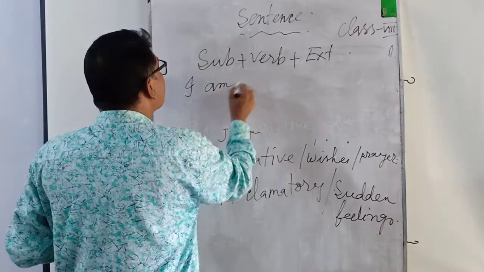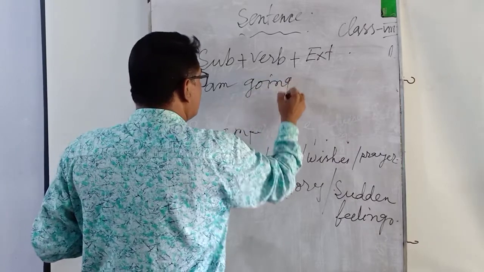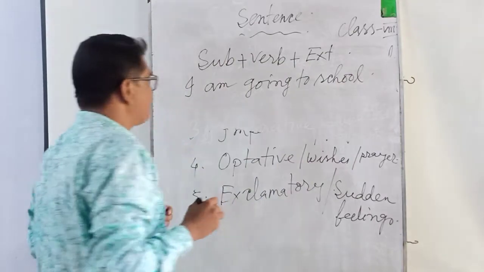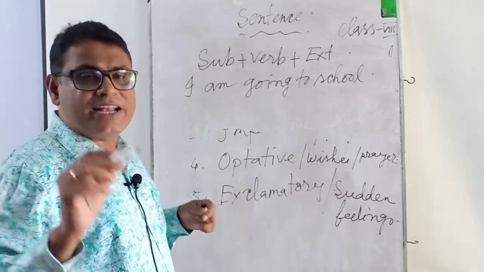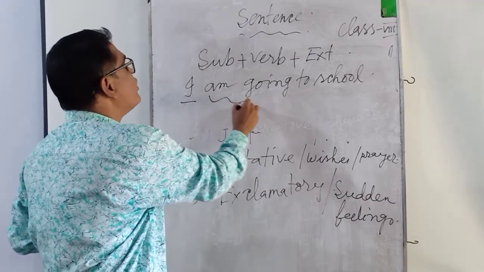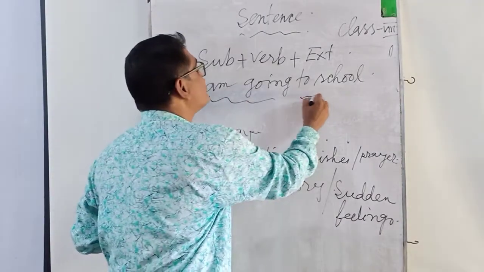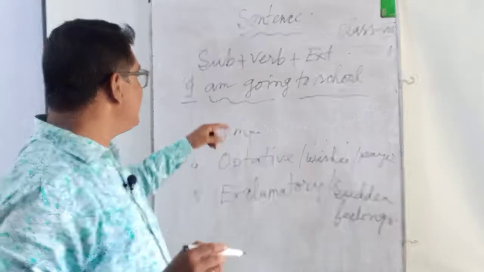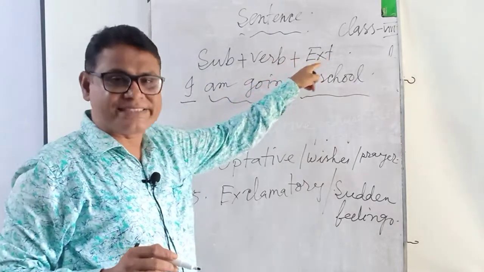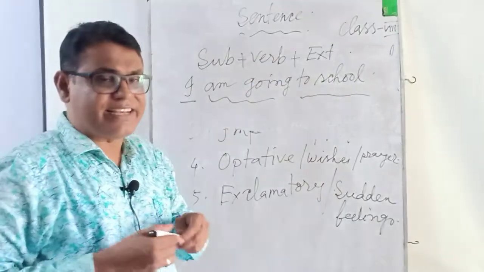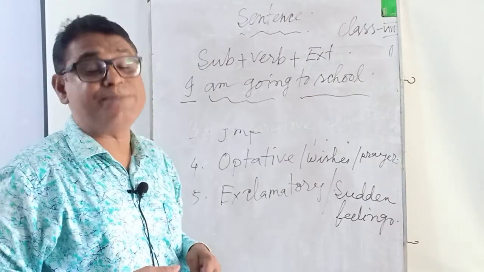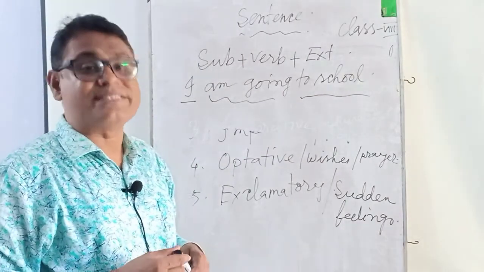Suppose I can give you an example. I am going to school. If you analyze this sentence, you can see I is the subject, am going is the verb, and you should say this is extension. So this sentence is framed in this way: subject plus verb plus extension. If we see any sentence according to this structure, then we should say this is an assertive sentence.